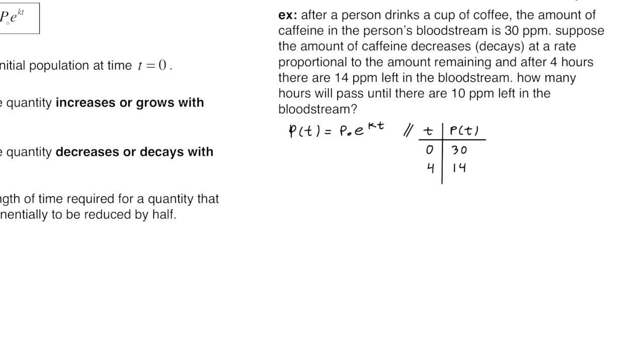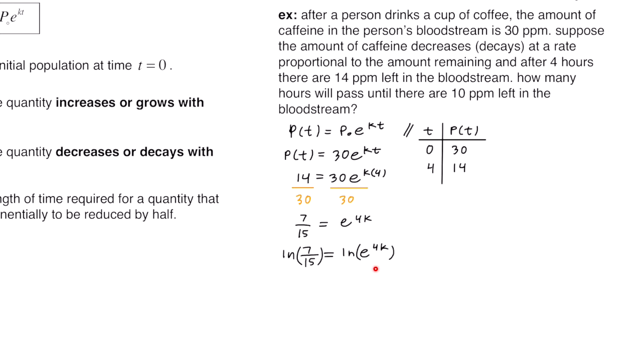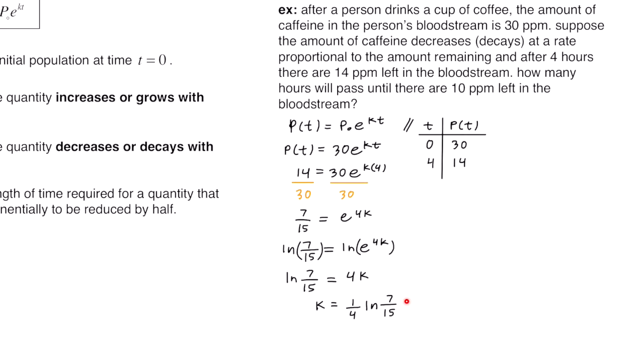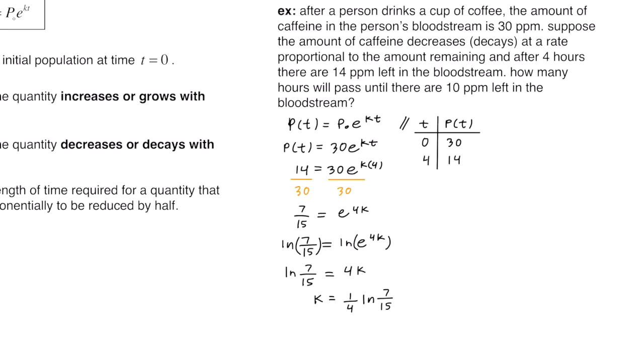So we're going to plug this in first into our equation. So I just took our initial amount and plugged it in for p naught. Next, we're going to take t equals 4 and set it equal to 14. So I plugged in 14 here and then 4 for t. We're trying to solve for k, so we're going to divide both sides by 30. So we get 7 over 15 equals e to the 4k. Now we're going to take the natural log of both sides. So over here, this is equal to 4k, and then we divide both sides by 4. So we end up getting that k is equal to 1/4 natural log of 7 over 15. So now we're going to take this and plug it in right here for k.